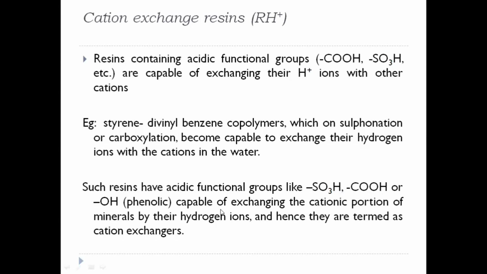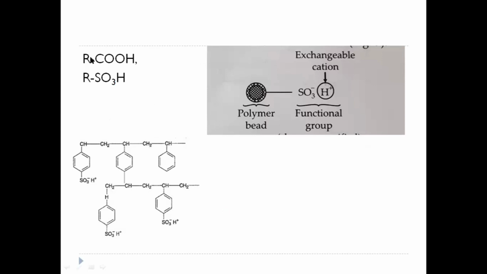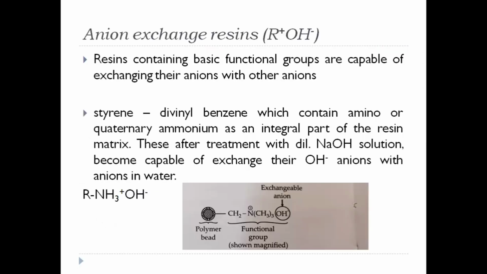These are the basic acidic functional groups, SO3H, COOH or OH, present in cation exchange resin. This is generally represented by RCOOH or RSO3H, or the detailed structure is like this with a styrene divinyl benzene, or you can generally represent it as a polymeric head. It's a long chain polymer containing SO3 minus, then H plus. This H plus is exchangeable H plus. It is capable of exchanging this H plus with the cations present in hard water, and this type of polymers are known as cation exchange resin.